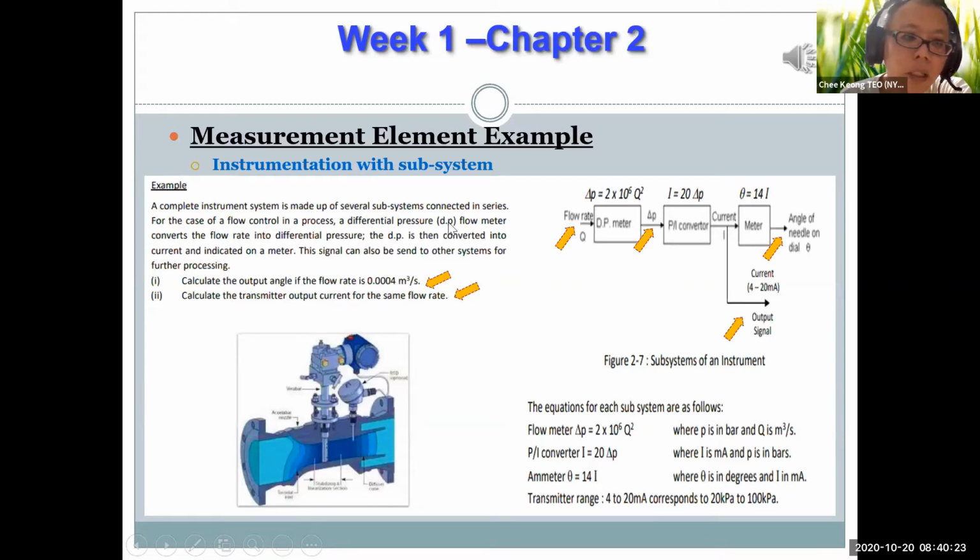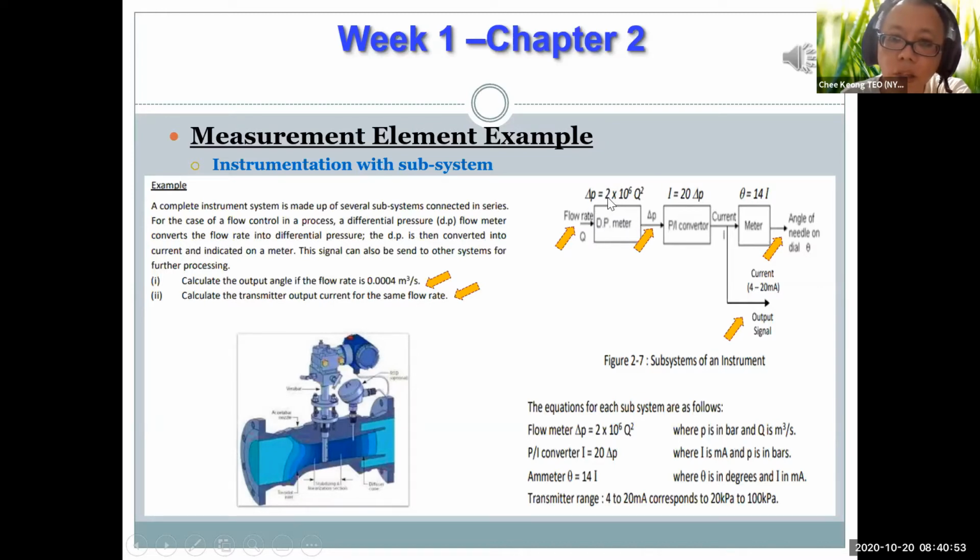So basically, this is one example in your detailed lecture notes, whereby it talks about this system that measures the flow rate and then outputs the needle deflection in terms of theta and the output current in the range of 4 to 20 milliamp. Of course, there is some conversion. They will convert the delta P based on the Q. That means from your flow rate Q, you will calculate what the delta P is by this differential pressure meter.